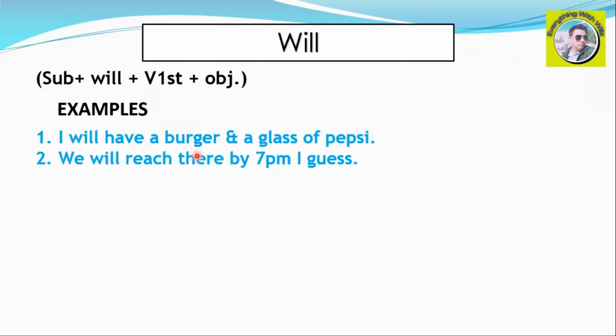Now, the second example is we will reach there by 7 p.m. I guess you're unsure about something, when would you reach. So this is again unplanned action of the future. She will do her work herself. You're telling someone right now that she will do her work herself, and this is also unplanned action. You haven't planned, or she hasn't planned it yet before.